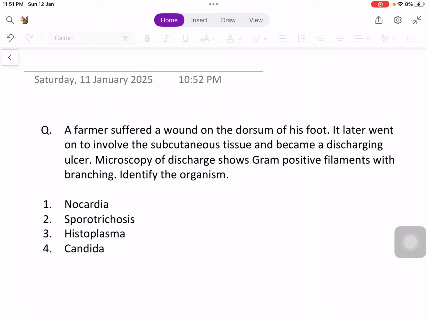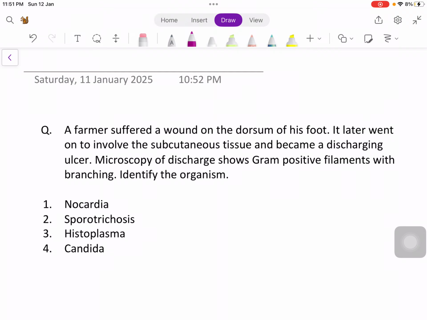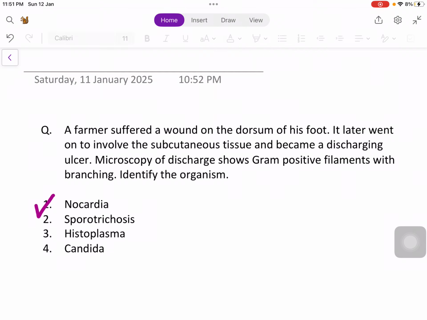Now, on to the second part of the question. Gram positive filaments are seen in two types of bacteria, that is, nocardia and actinomyces. Here we have only nocardia in the option, so that becomes the answer. We'll rule out other options also.